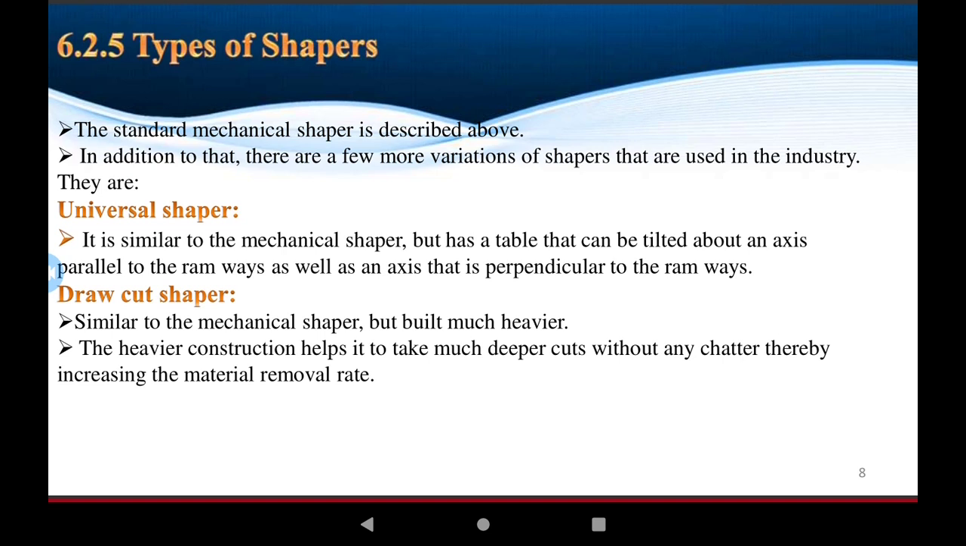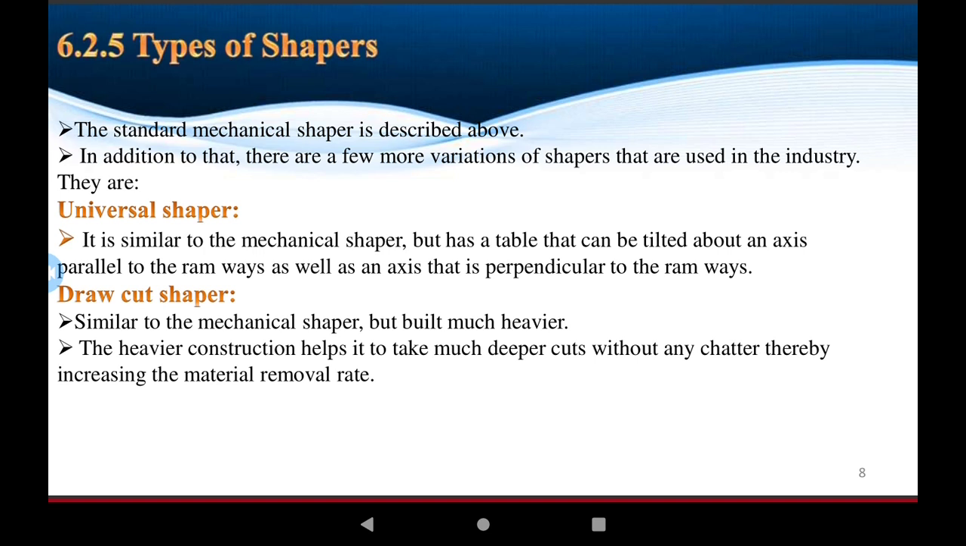In addition to that, there are a few more versions of ciphers that are used in the industry, and the cipher machines also have applications in some main industries, and various assumptions are required for these machines.